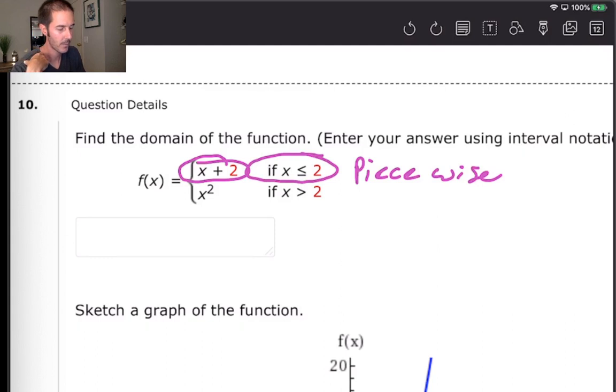For example, if I gave you an x value of 0, which is less than or equal to 2, you would take that x value of 0 and plug it into this x plus 2, and then you would add 2 to it. If I give you an x value of 5, which is greater than 2, you'd plug the 5 into this expression, square it, and get 25. So f of 5 would equal 25.